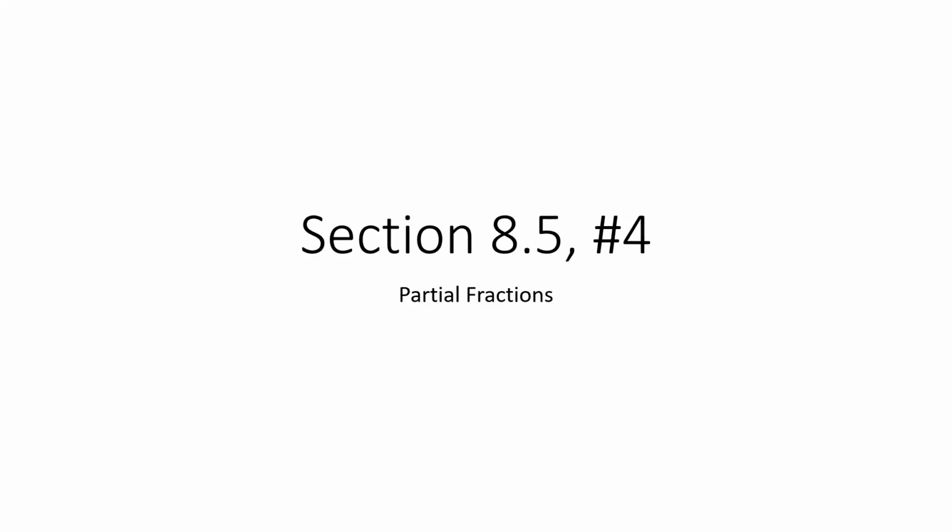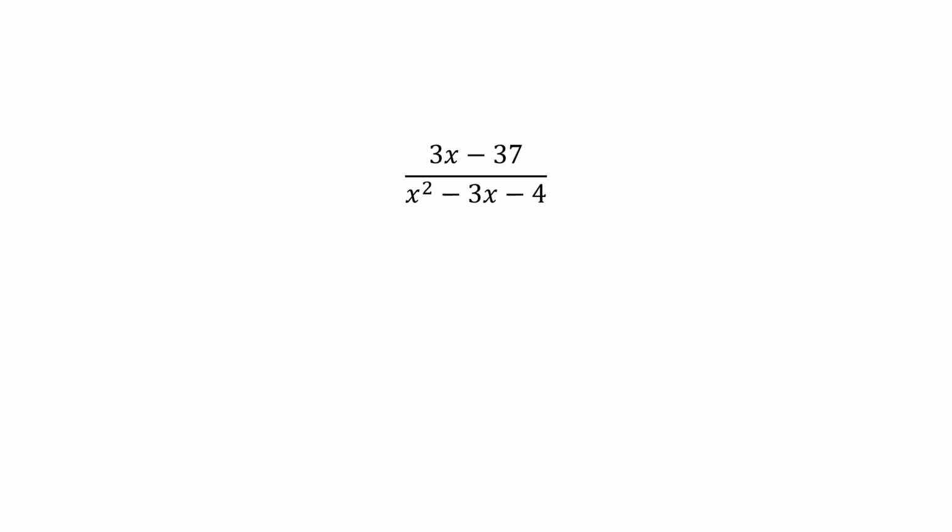Today we're going to be talking about practice problem 4 from section 8.5, which concerns partial fractions. First, let's take a look at the starting fraction for this problem. That is (3x - 37) over (x^2 - 3x - 4). We can't really do anything, at least with partial fractions at the moment, so let's simplify the denominator. That gets us (3x - 37) over (x + 1)(x - 4).